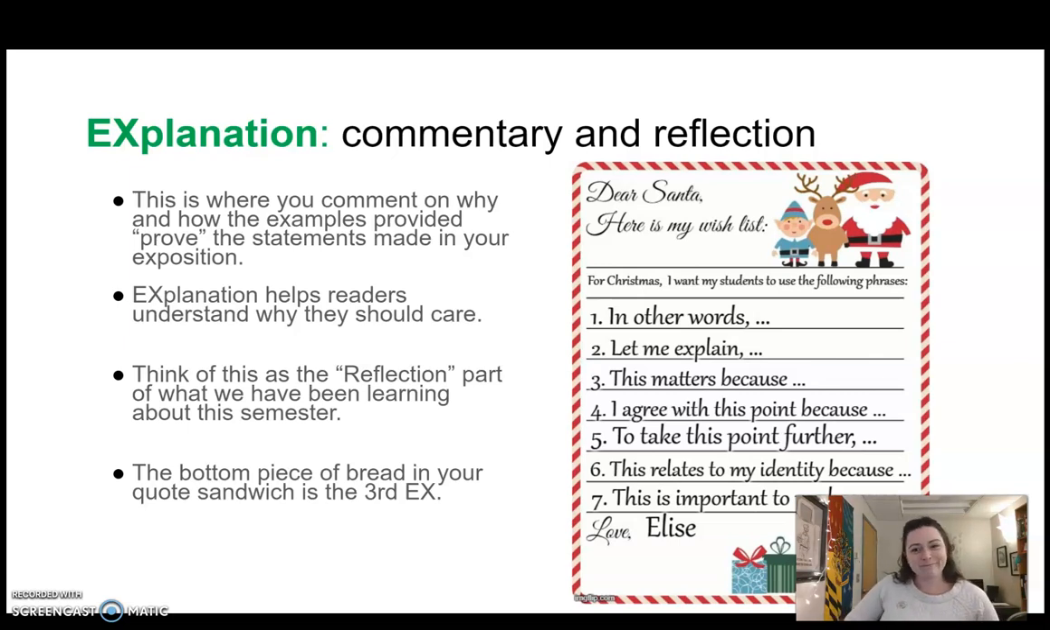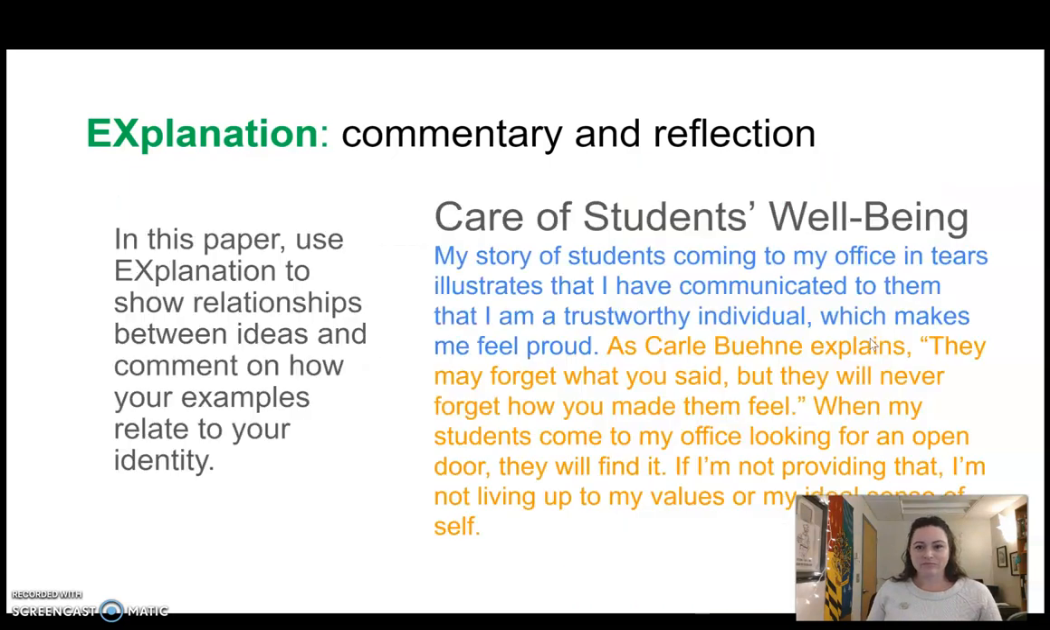It's the third X. Some words that you can use to help indicate explanation: in other words, let me explain, this matters because, I agree with this point because, to take this point further, this relates to my identity because, and this is important to me because. So, in this paper, use explanation to show relationships between the ideas and comment on how your examples relate to your identity. So here's an example of that.